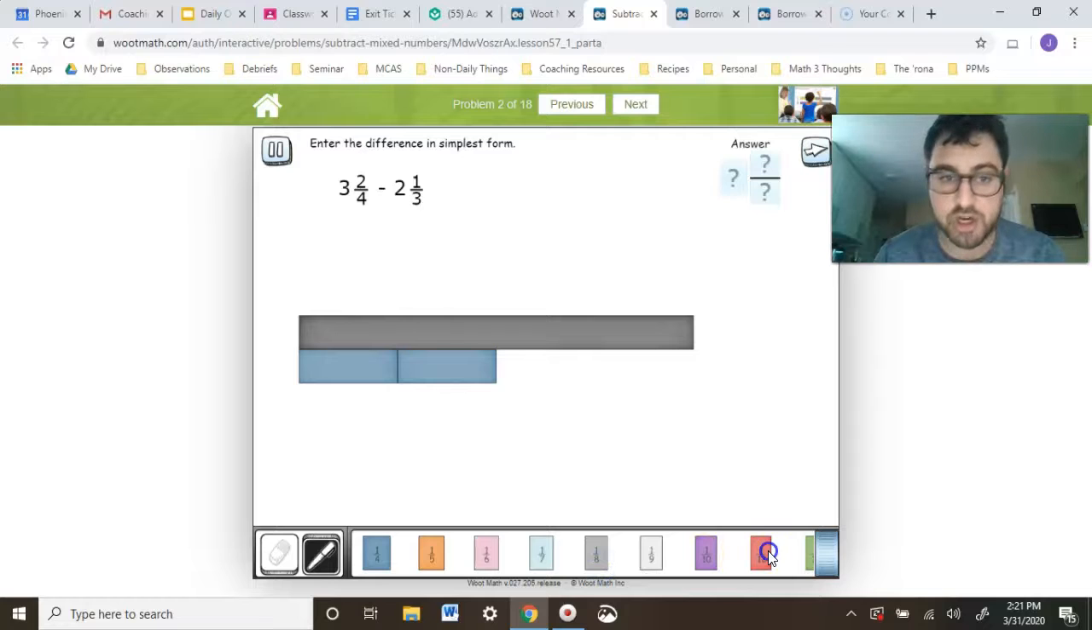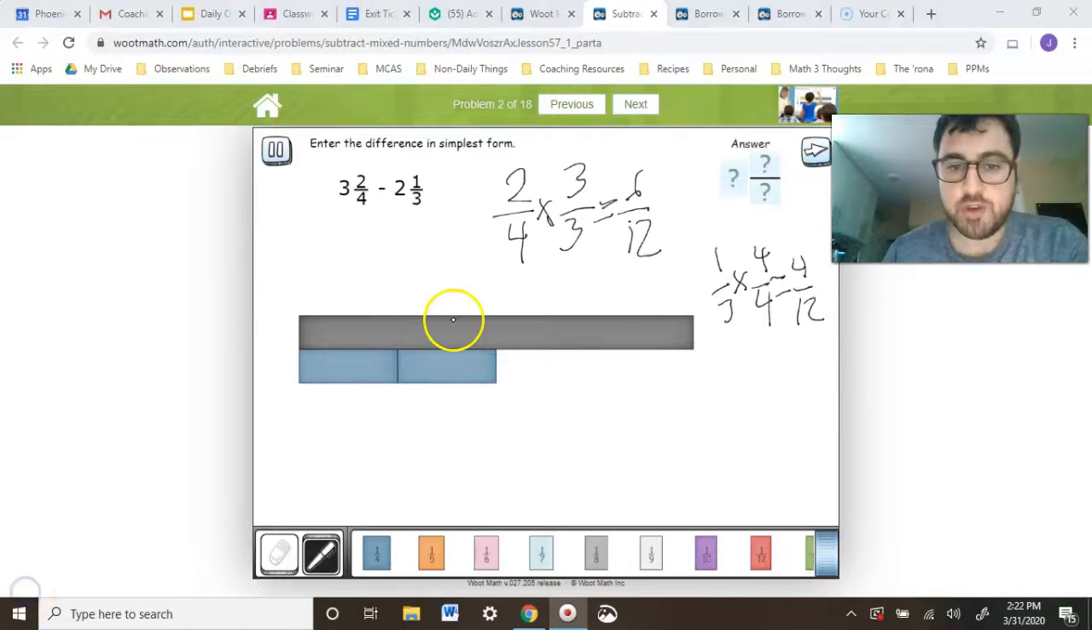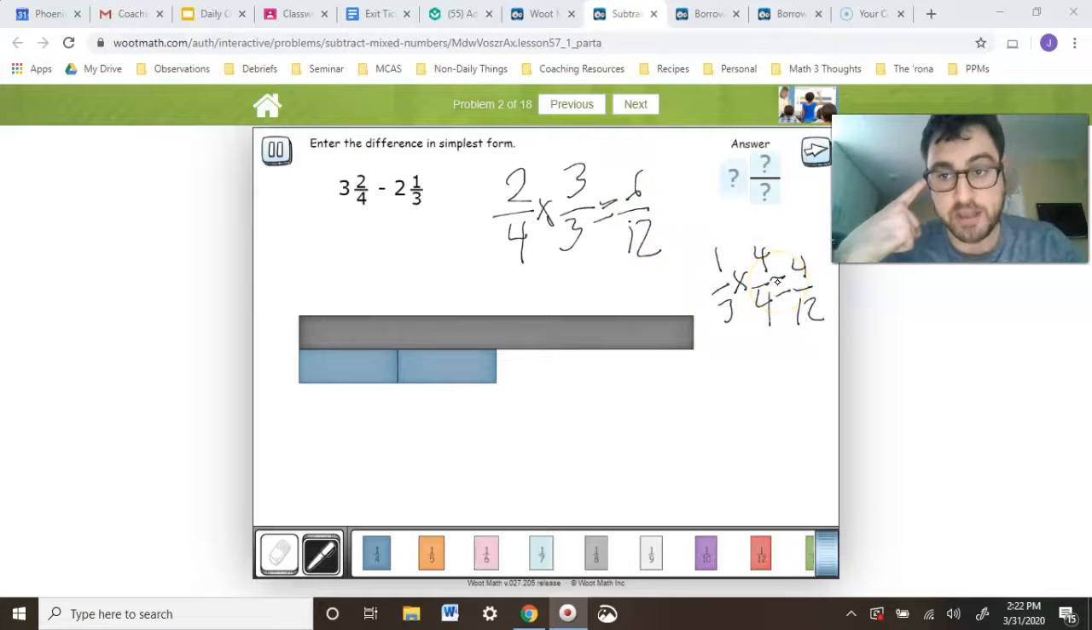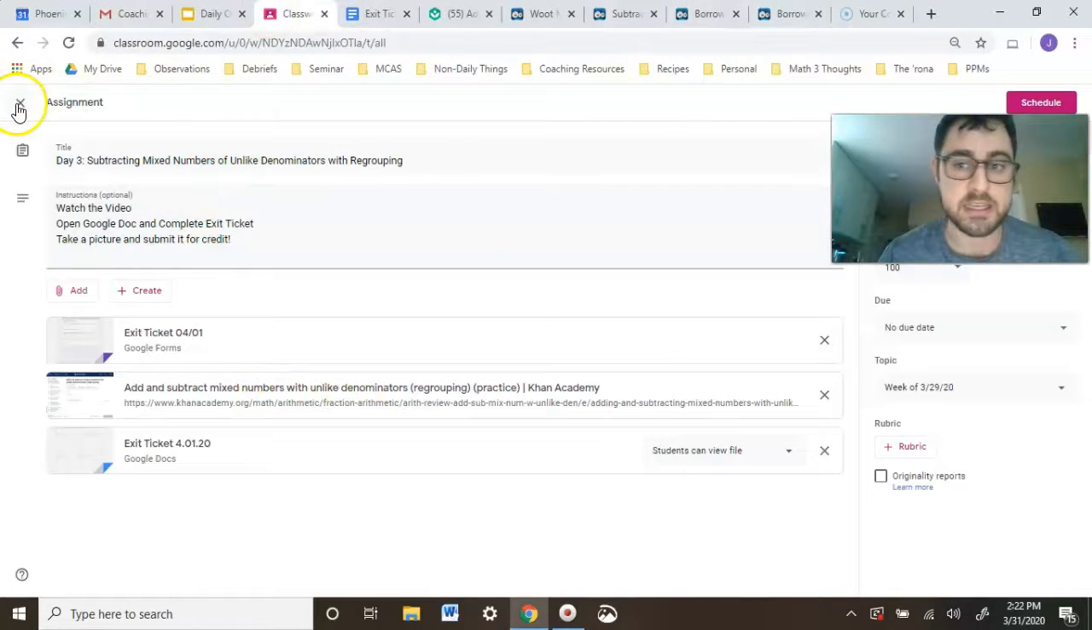So let's just turn this 2/4. I'm going to just do this really quickly. I'm going to try this out. Notice I did 2/4 times 3/3 equals 6/12, and 1/3 times 4/4 equals 4/12. If you have questions, si no puedes comprender eso, you need to go back and watch earlier videos. You go back here, you're going to see, oops.